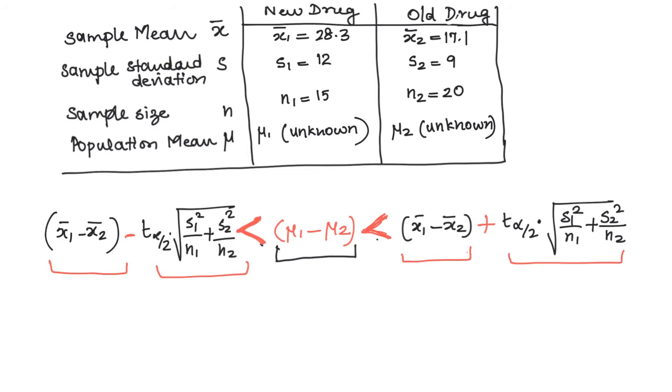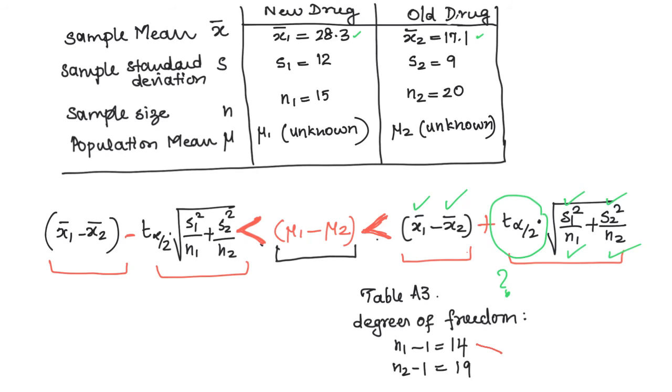If you look at the formula, we already know x1 bar and x2 bar, those are here, and we can substitute the variance for each one. We know n1 and n2, but we don't know this. So we need to find the critical value. In order to find the critical value, we will use table A3 and the degrees of freedom. We will find the smaller of n1 minus 1 and n2 minus 1. n1 is 15, so 15 minus 1 is 14, and 20 minus 1 is 19. The smallest is 14. So degrees of freedom is 14.